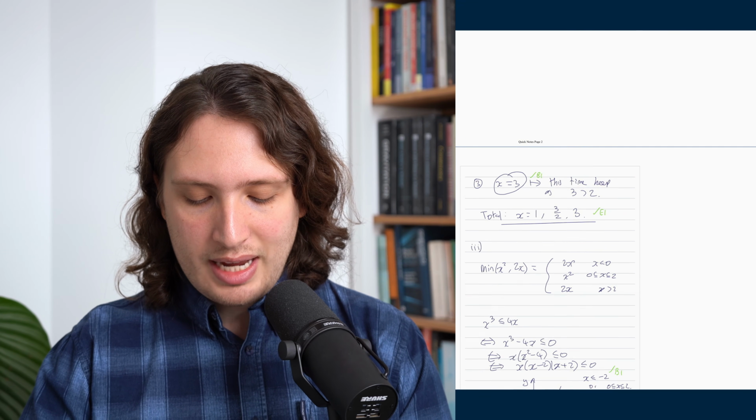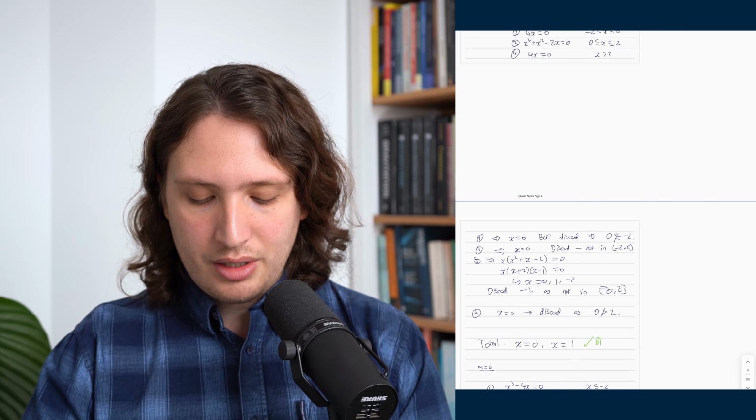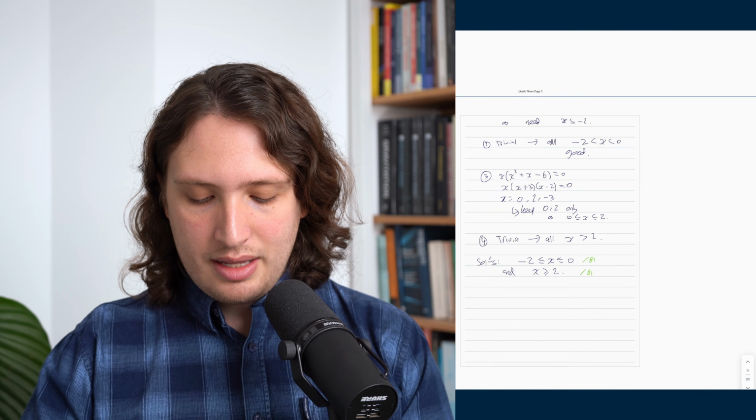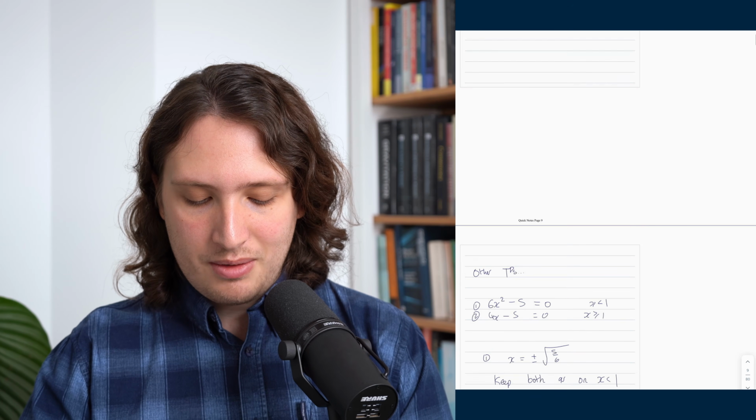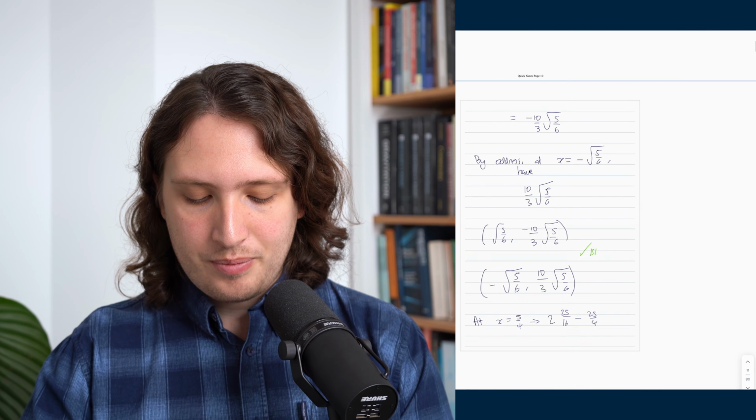So nothing wrong on the next page. Nothing wrong on the next page. This all looks fine. This looks fine. This looks fine. Okay, so I seem to be redeeming myself somewhat. That looks okay.